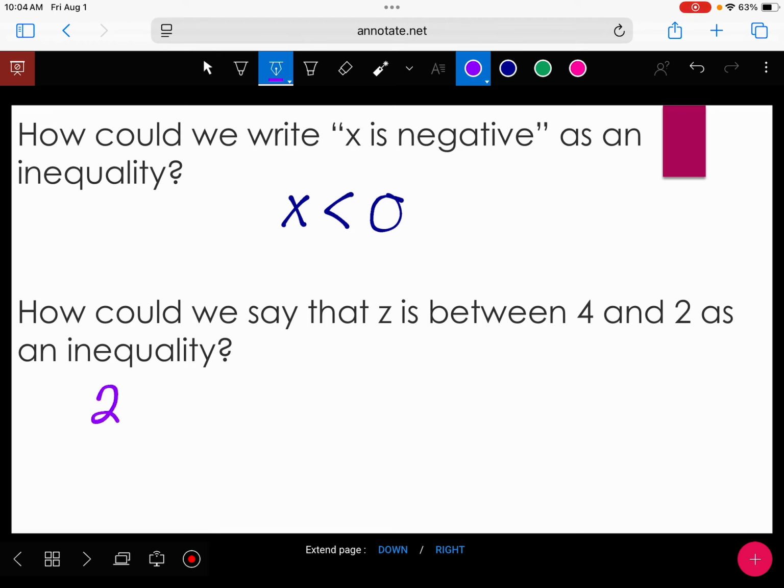Yes. Sorry, my brain took a second to process on it. 2 is less than z. I always cross my z, otherwise they start to look too much like 2's. Is less than 4. You could also do it for z greater than 2, but that one makes my brain itch just a little bit. It's not wrong.